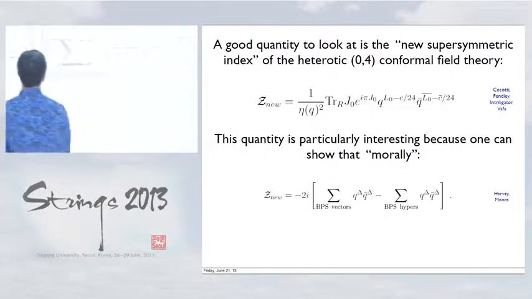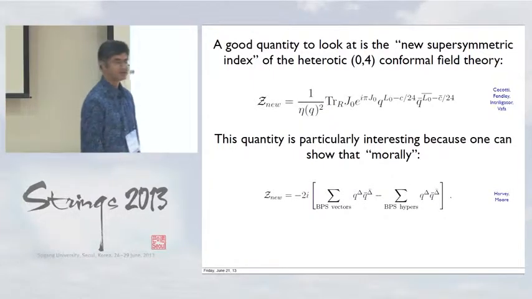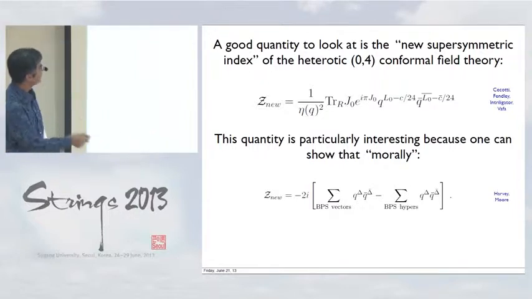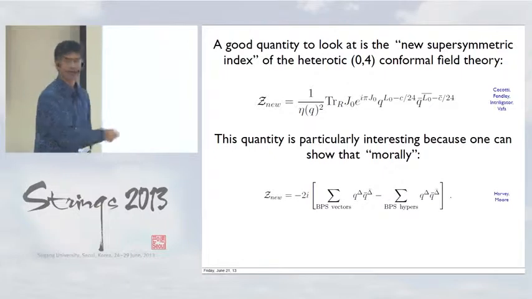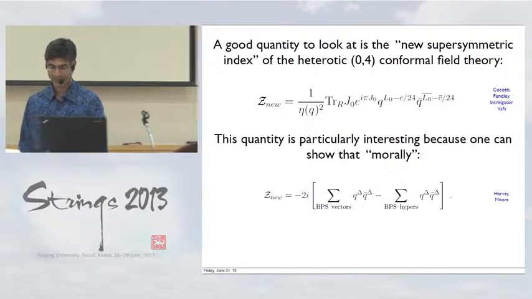So this quantity is particularly interesting because in old work by Harvey and Moore, there's a discussion, it involves the word moral, but I'll say it here because this is not yet a math conference, that morally, this z nu is a sum over BPS vectors minus BPS hypers. So its Q expansion is some kind of index in the space of BPS states.